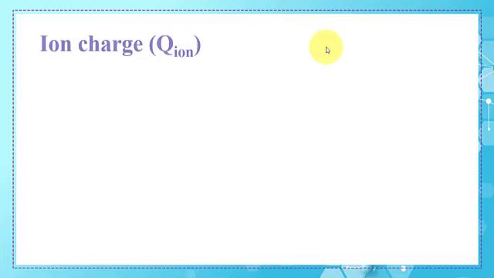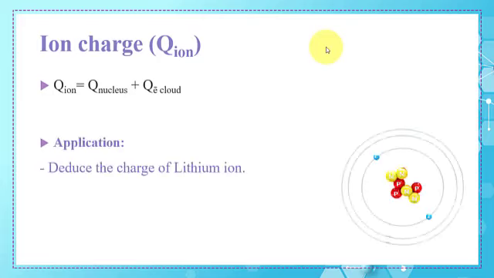To find out the charge of the ion, we simply add the charge of the nucleus with the charge of the electron cloud. Therefore, if we want to find the charge of lithium ion, we add the charge of the nucleus calculated before with the charge of the electronic cloud to get the answer that is 1 plus. So notice that here the charge of the ion could never be 0 because the ion is not neutral.